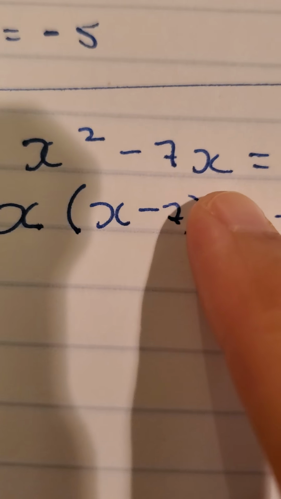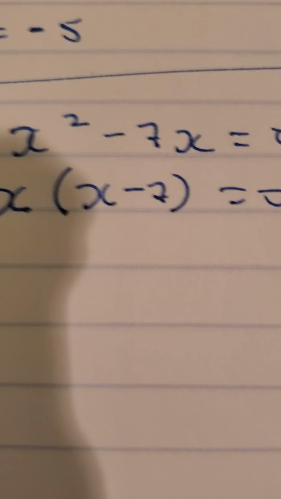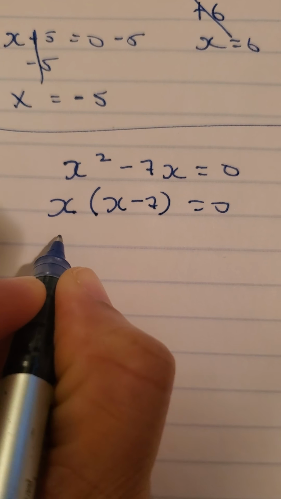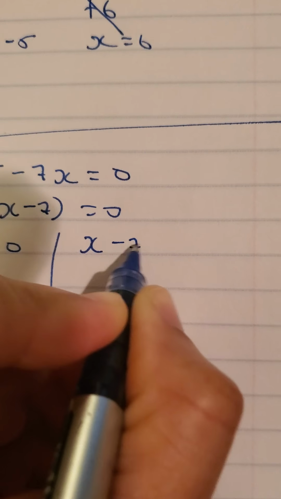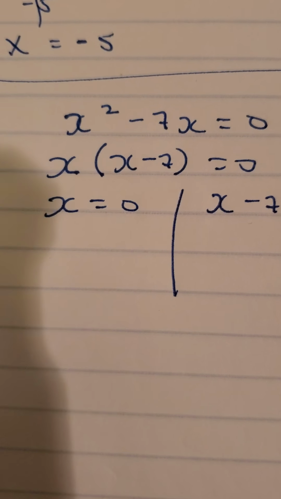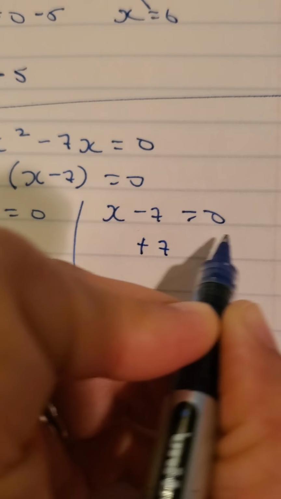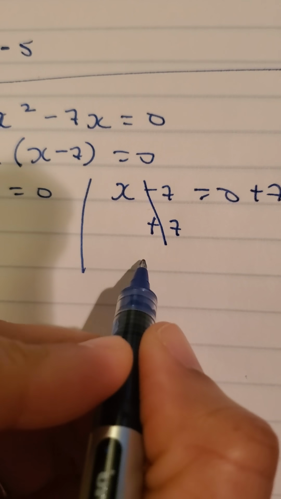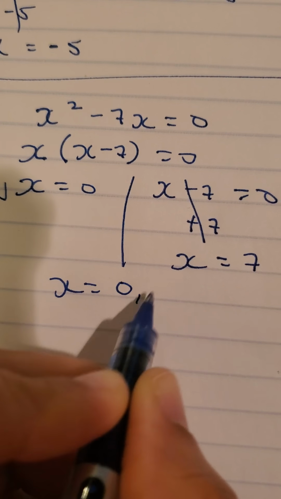So now this side of the equation is in factored form. So now I'll set each factor equal to 0. So x equals 0, and x minus 7 equals 0. So x is already 0, as we can see in this case. And here, we would add 7 to both sides, as in the rules of solving. So we have x is equal to 0 and 7.